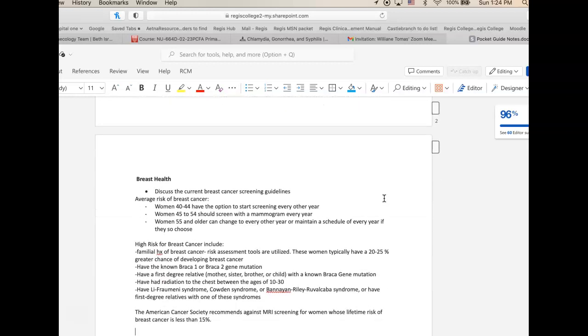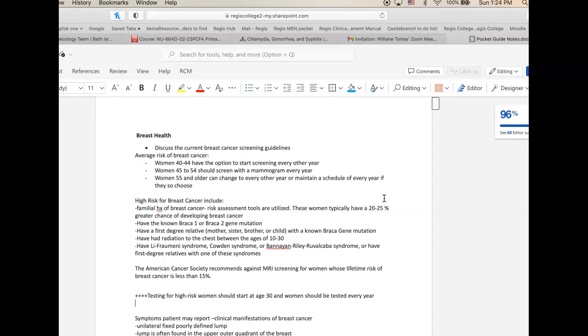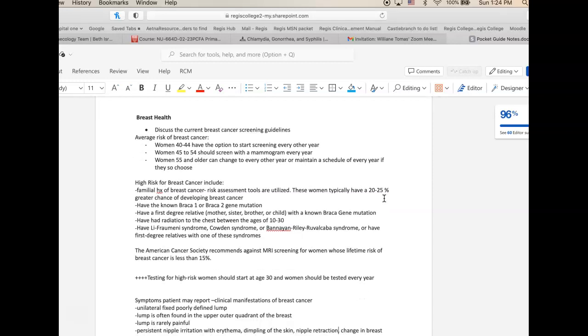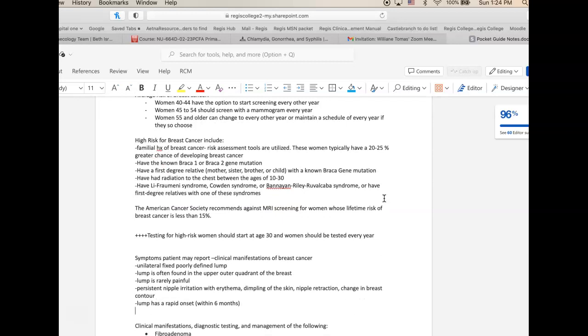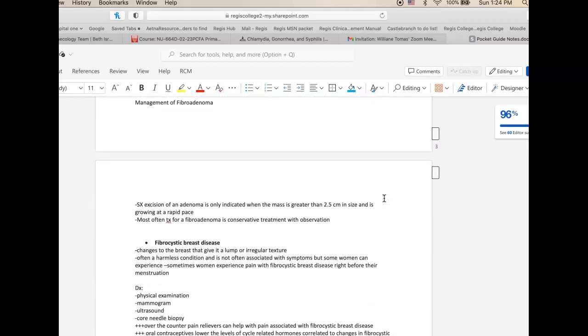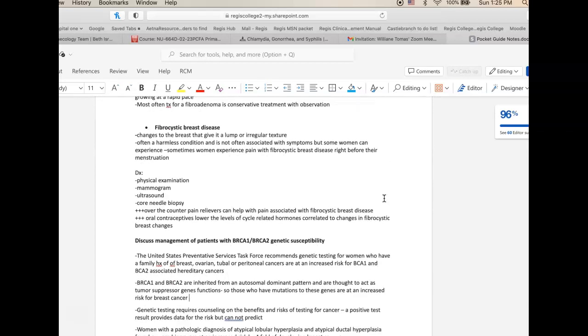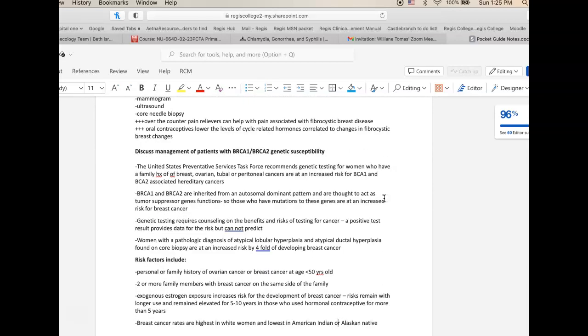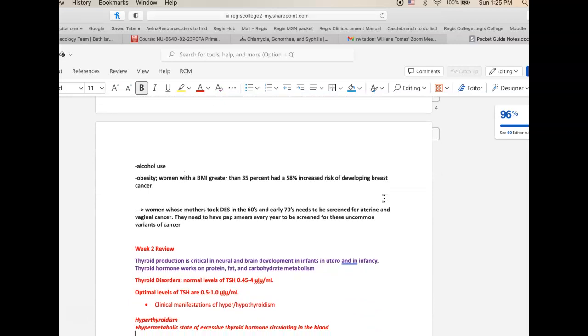I then included breast health, very important, especially for us going into women's health nurse practitioners, to know when mammograms should be performed and when we should indicate to our patients when they should be tested. I included high risk for breast cancer as well, so that I can be on the lookout for patients that might be at risk for breast cancer based off of these guidelines. And then fibrocytic breast disease, I included a little bit about that, more about BRCA1, BRCA2. And that is week 1.